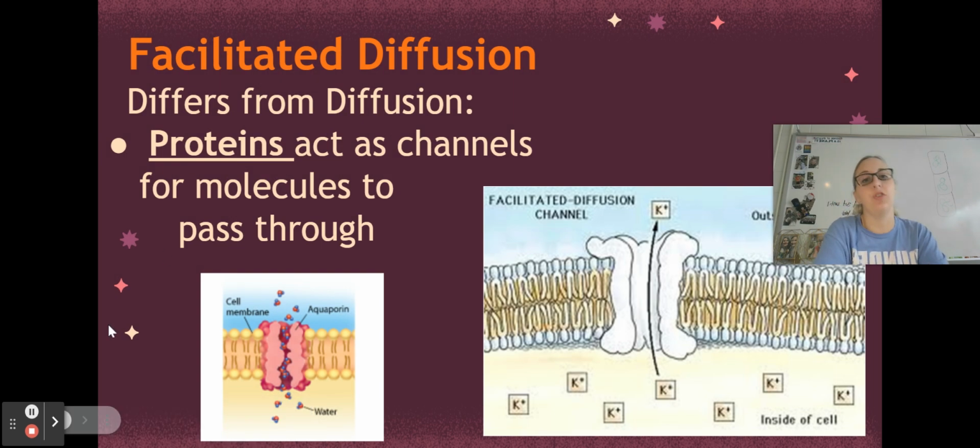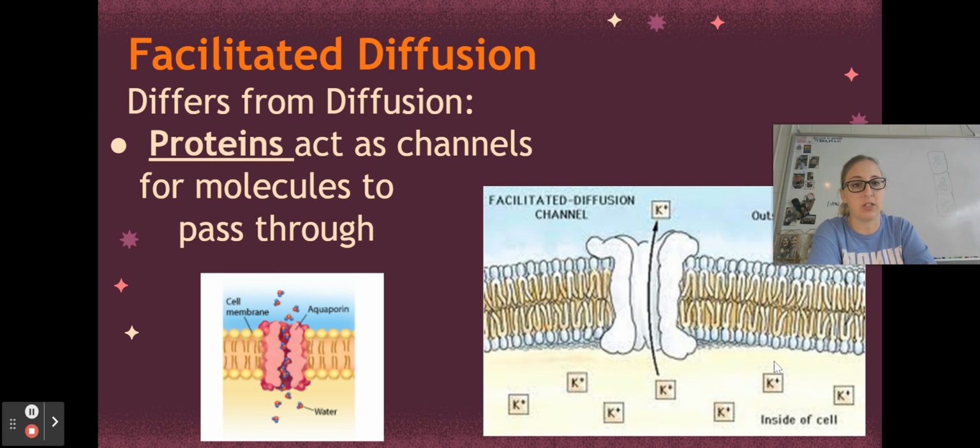Okay, facilitated diffusion is very similar to what we just talked about with like normal diffusion. The difference is with facilitated diffusion, we have to use proteins to make this happen. And that's because the particles, they're too big to fit through the cell membrane. So in some cases, they can just kind of wiggle their way through the cell membrane. If the particle's too big, it has to use a protein, also known as a channel protein, in order to get through. So same principle.